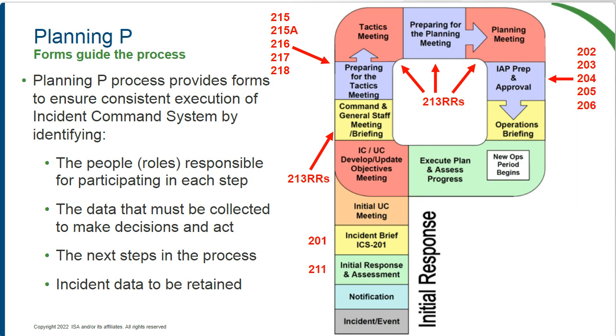Often in incidents, the biggest problem you have is people don't collect the right data, so they can't make the decision, and even if you have the right data, nobody knows who's responsible for making the decision. So there's a clear line of authority, and the forms that are here in red help guide you to say what data do I need to collect, and who's going to make the decision so we can move forward and not get stuck.